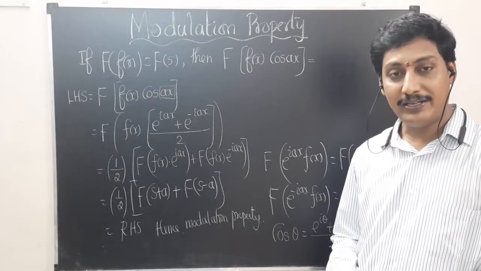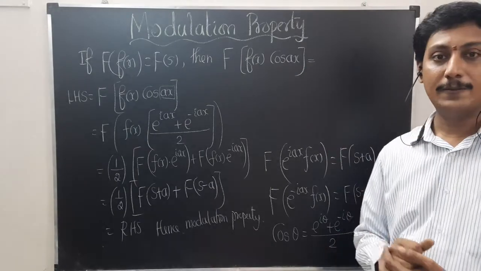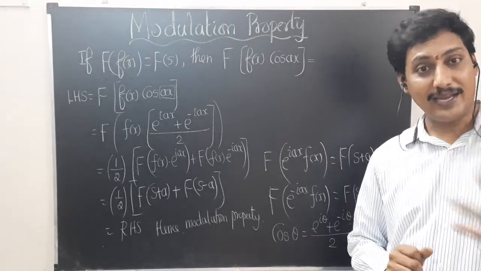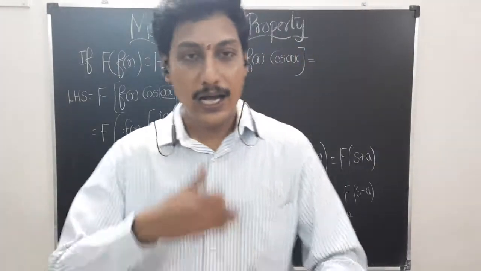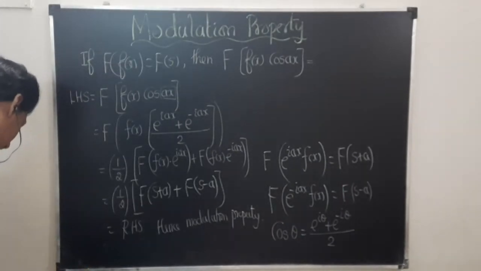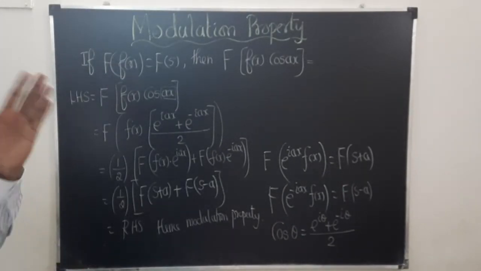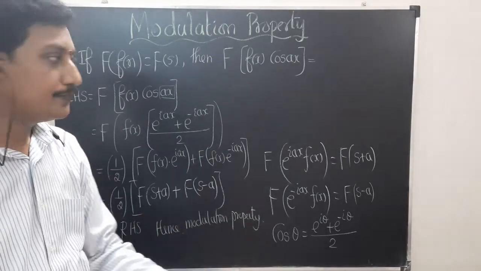So what is f of x into sine ax? What is f of x into cos ax under the Fourier sine transform and Fourier cosine transform? That is the other set of modulation properties under the Fourier sine and cosine transforms. So let us see that. The modulation property for the complex Fourier transform is over now.